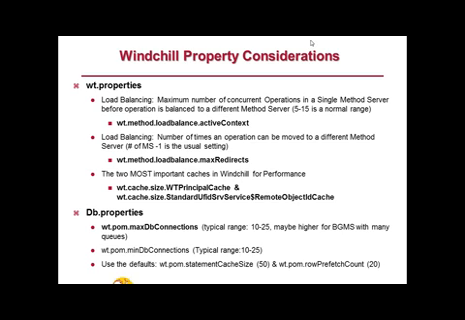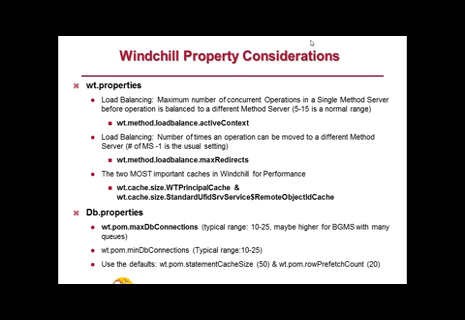Other two important properties are WT principal cache and remote object ID cache. These caches are set by Windchill Configuration Assistant, so you don't necessarily need to go and set this property. But this property controls the cache where Windchill stores the principal-related information. So if you have more users, then you need a bigger cache to store the values.